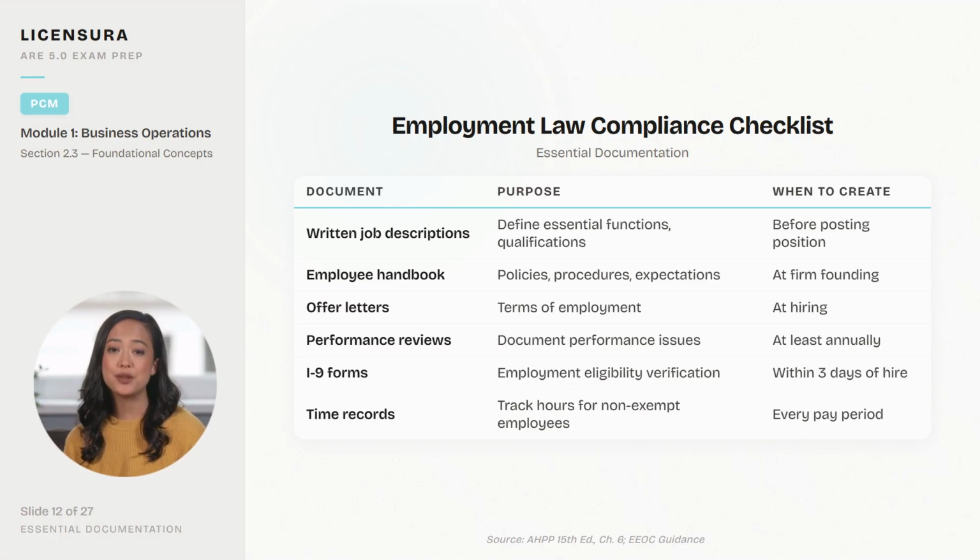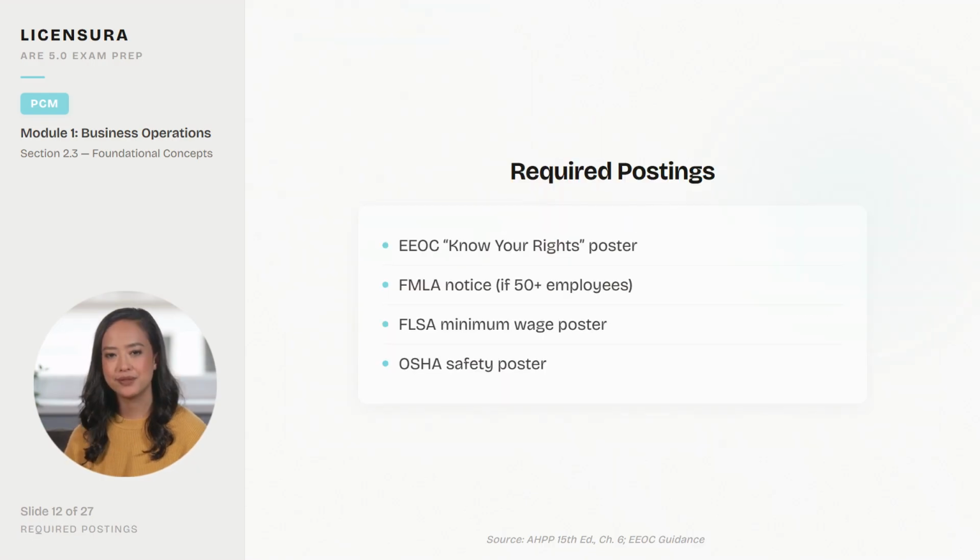Then there are required postings. Federal law says you have to display certain notices where employees can actually see them. The EEOC Know Your Rights poster. The FMLA notice if you've got 50 or more employees. The FLSA minimum wage poster. The OSHA safety poster. These aren't optional or nice to have. They're legal requirements. And yes, firms get cited for missing them.